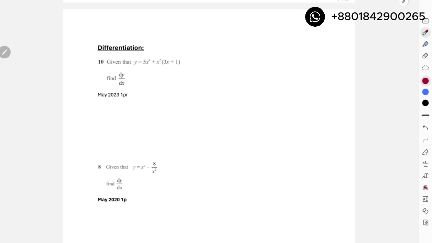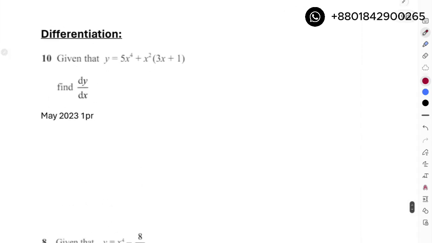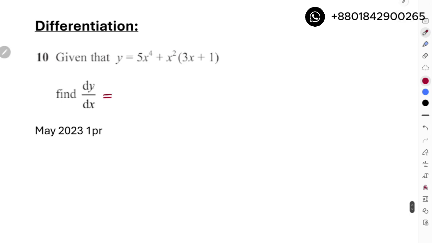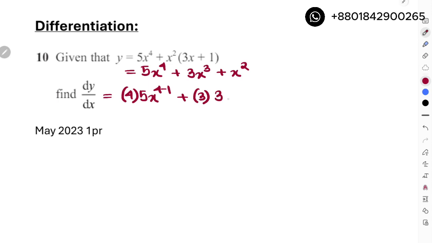Now, related to kinematics, you have a little bit of differentiation, but this is very easy, right? In this case, they're only asking you to find an expression for dy by dx. Over here you have 5 multiplied with 4, x power 4 minus 1. And in this situation, actually, I was supposed to first simplify it and then do the differentiation, okay? It will be 5x power 4 plus 3x power 3 plus x square, and then do the differentiation: 4 into 5x power 4 minus 1, and then 3x power 3 minus 1, and again 2x power 2 minus 1, right?